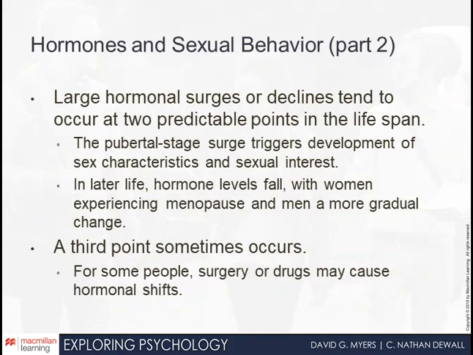Large hormonal surges or declines tend to occur at two predictable points in the lifespan. The pubertal stage surge triggers the development of the sex characteristics and an increased amount of sexual interest. In later life, hormone levels fall, with women experiencing menopause and men a more gradual change in this area. A third point sometimes occurs. For some people, surgery or drugs may cause these hormonal shifts.